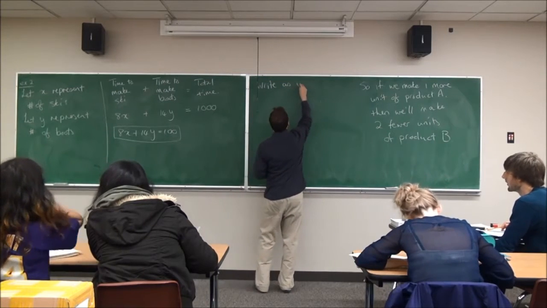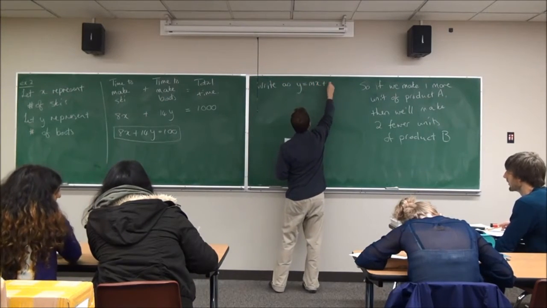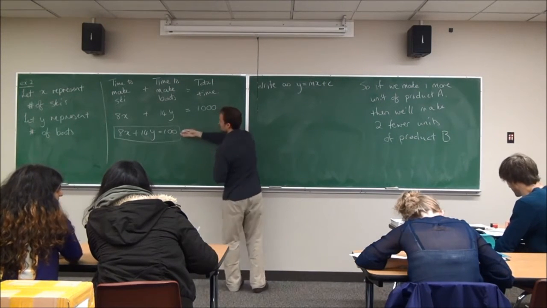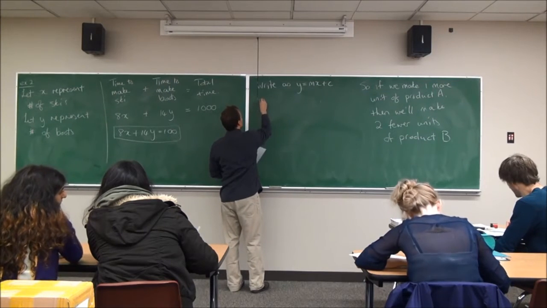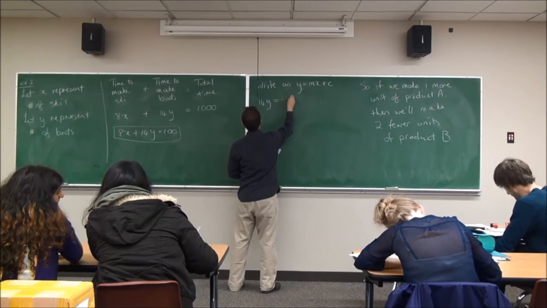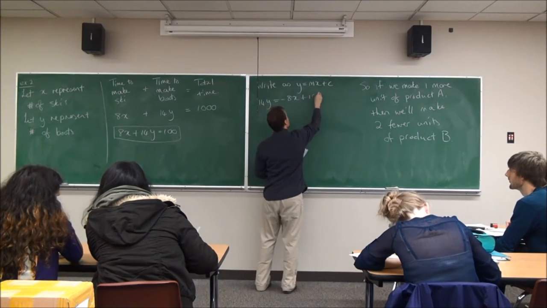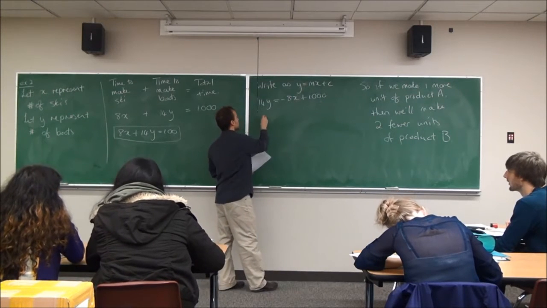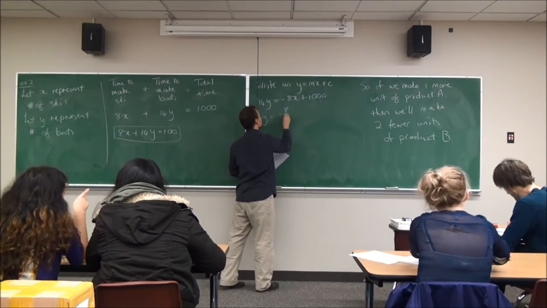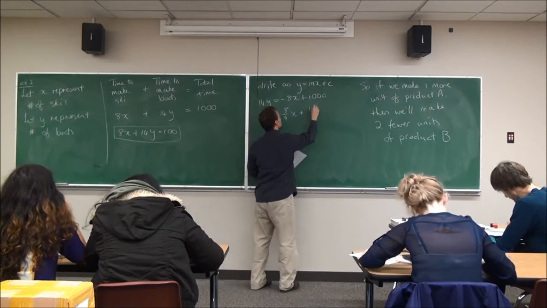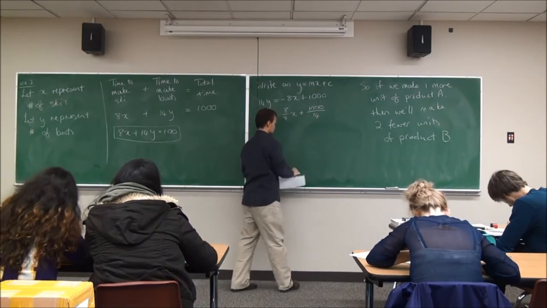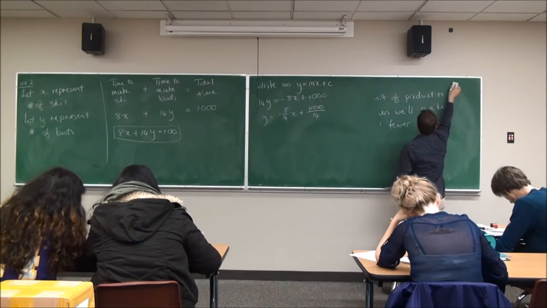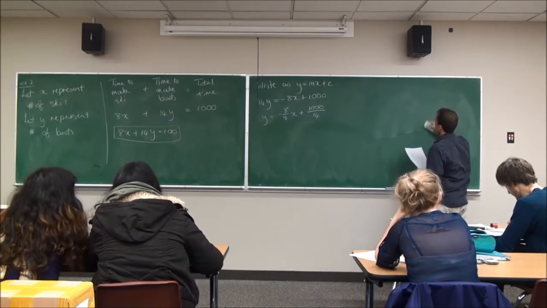So I want to write it as y equals mx plus c, so that I have this slope and I can interpret it. It's easy once I have this, I'm just solving for y. So I have 14y equals negative 8x plus 1,000. So y is equal to negative 8 over 14 x plus 1,000 over 14. Now it's up to you. You can leave it as fractions, or you can calculate it. Doesn't matter.